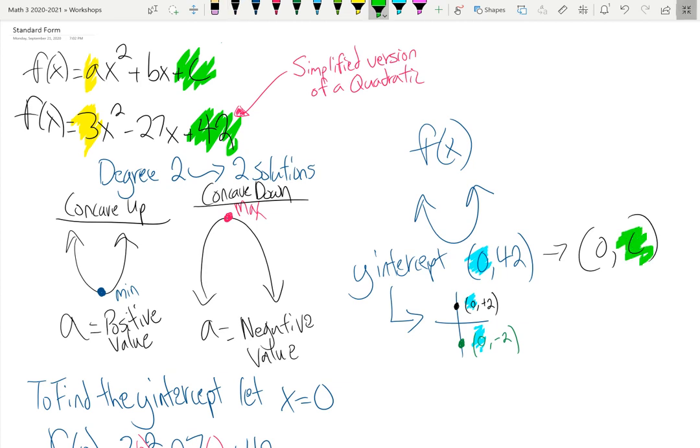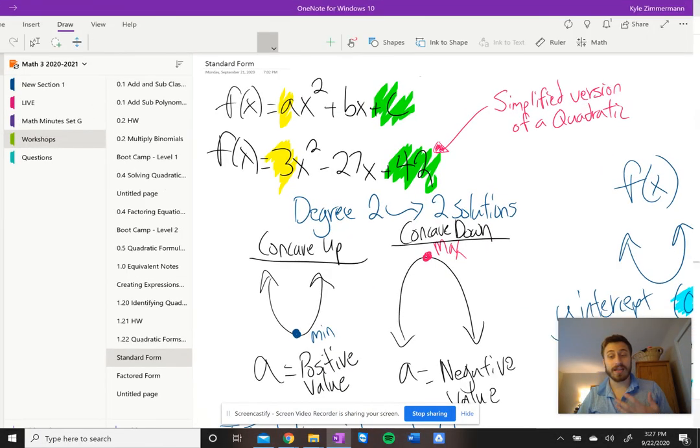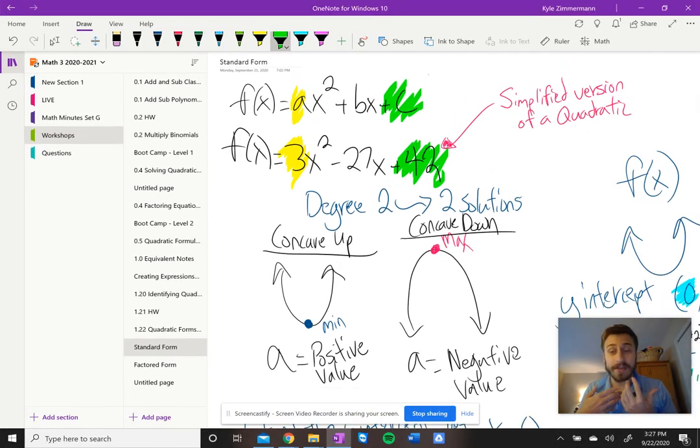All right, that was a deep dive into quadratics, looking at standard form. There's a lot of information to be gained, but notice how I was able to create all of this visualization of what this looks like without plugging it into Desmos.